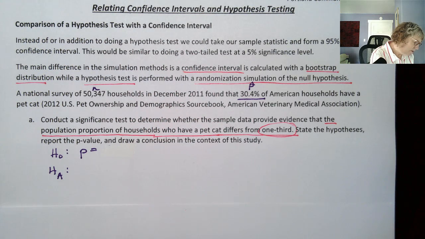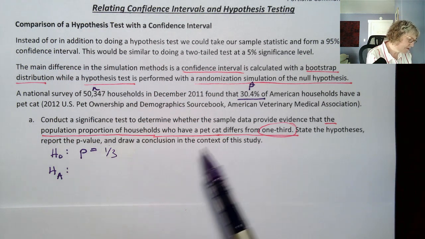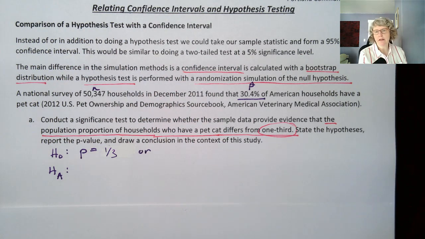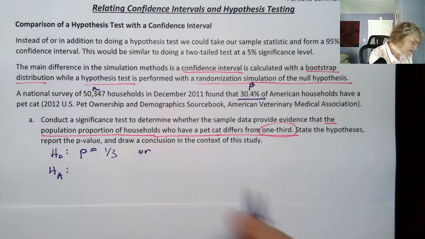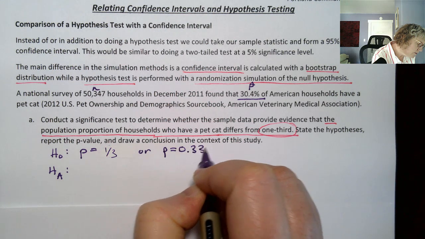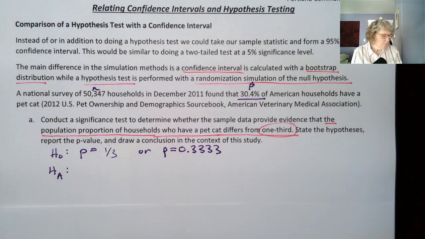Our p, hopefully you had already written 1/3. That's our null hypothesis, right? So we're testing that it's 1/3. So that's our null. Or, so I wrote it in a fraction, or we could write it as a decimal. Or p equals 0.3333. Okay, it's easy to get your p and p hat mixed up, so don't do that.